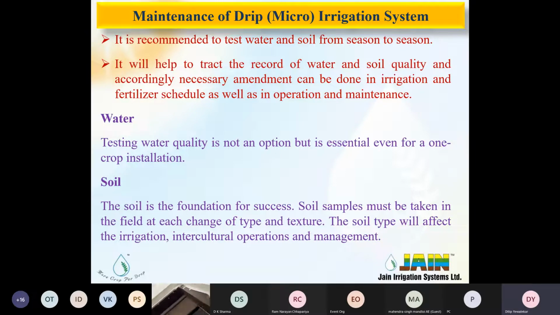Similarly, soil also. Before plantation of any crop, soil has to be tested, and after harvest or in between, the soil has to be tested from the plantation area and in between area wherever there is no plant, and check the parameters. What are the water parameters there? Based on water quality and soil data, the doses of fertilizer can be recommended. That means only the proper required quantity of fertilizer has to be applied to the plant, not excess.